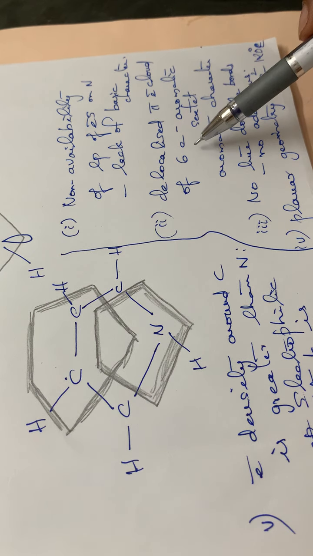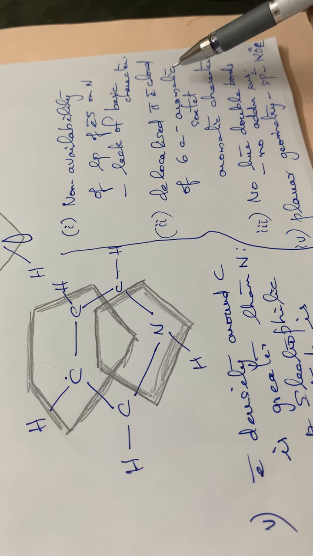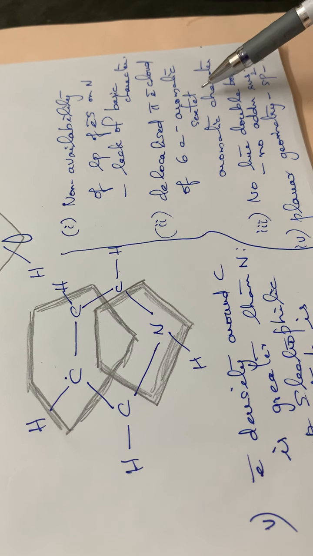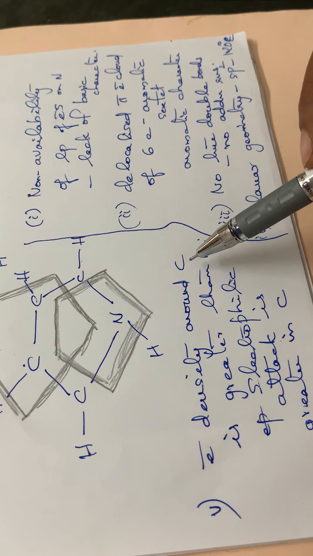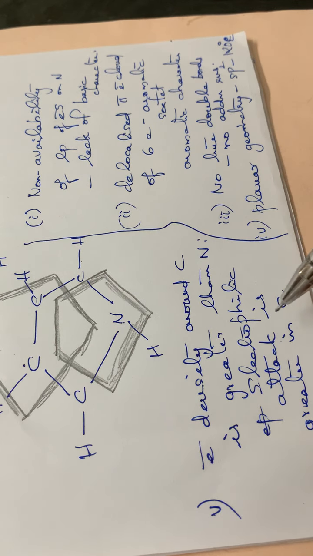The delocalized pi electron cloud of 6 electrons represents the aromatic sextet, or 6 pi electrons are there, so hence aromatic character. Then no true double bonds are there, hence no addition reactions. It has got a planar geometry with sp2 hybridization, bond angle 120 degree. Then electron density around carbon is much greater compared to that of nitrogen. Hence carbon is more susceptible to electrophilic attack.